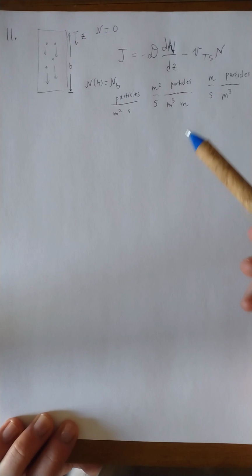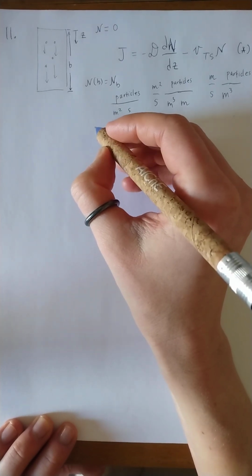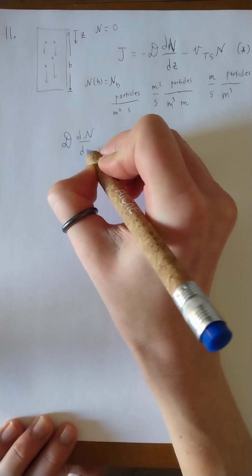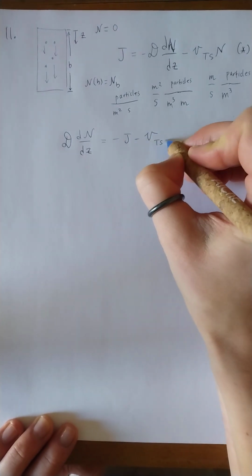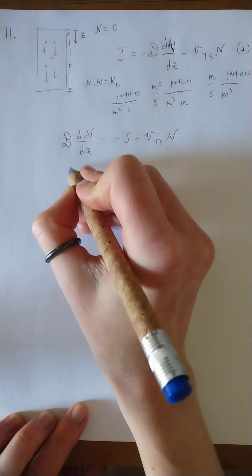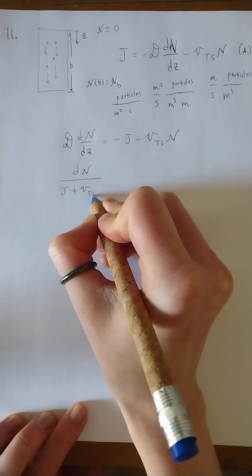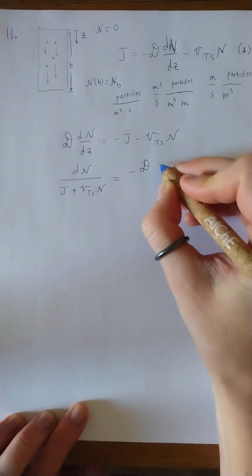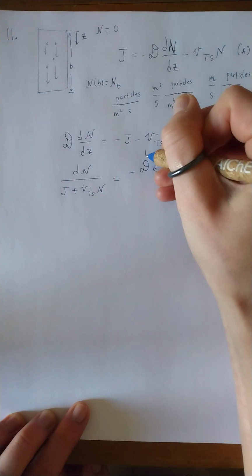So then what we want to do is to solve this differential equation that's in star. So we want to separate our variables. I want to get everything that has an n on one side and everything that has a z on the other side. Start by rearranging the terms and then putting everything that has an n over here on the left-hand side, and our diffusion coefficient and our dz on the right-hand side. Should be 1 over D, sorry.